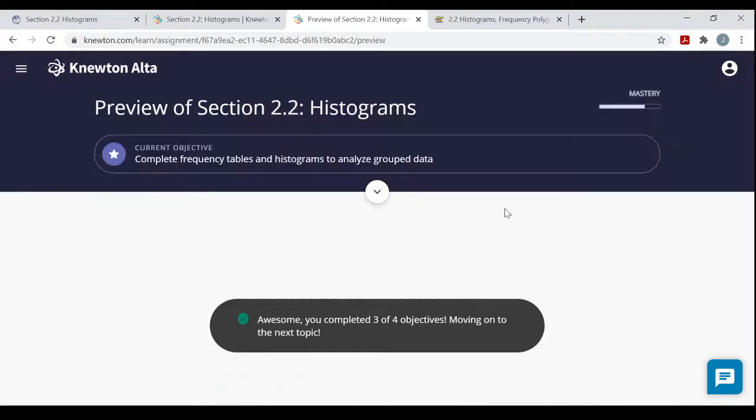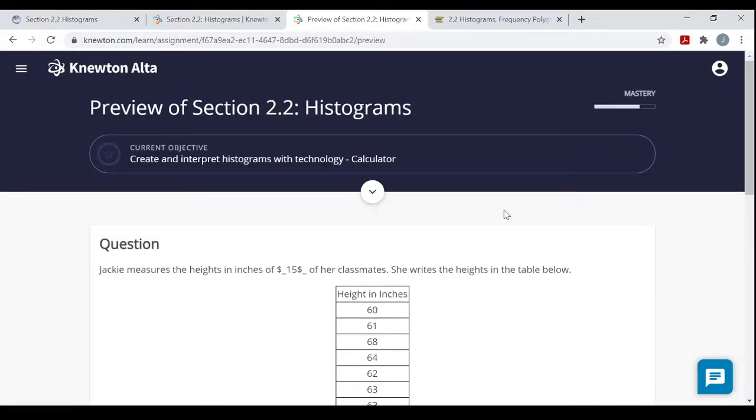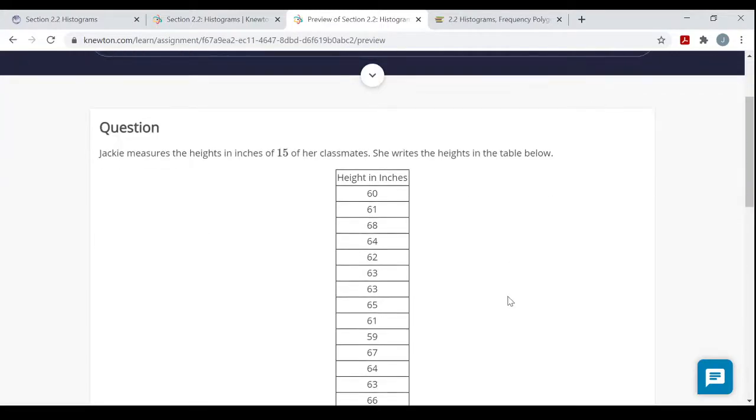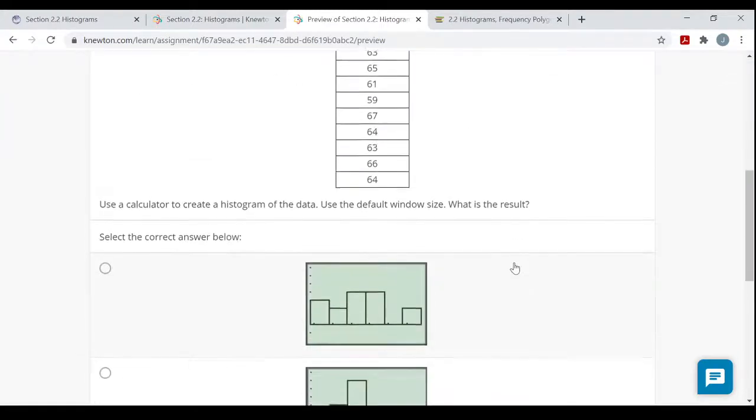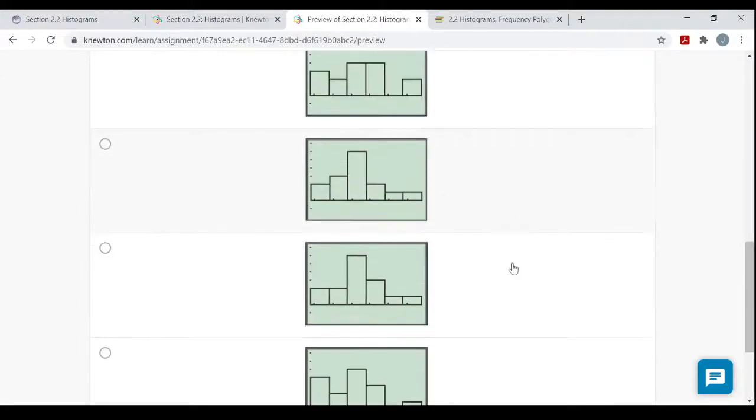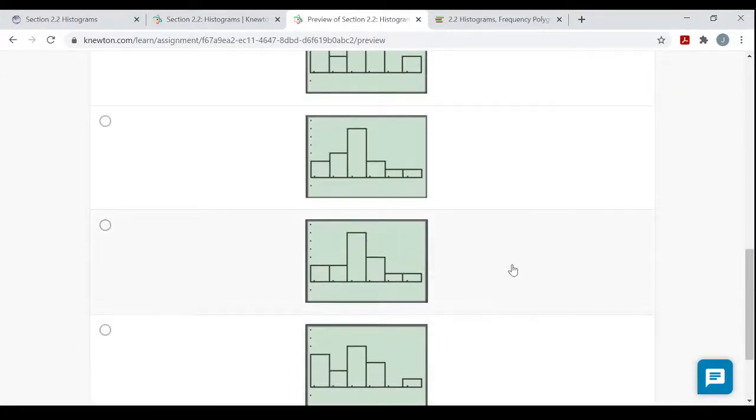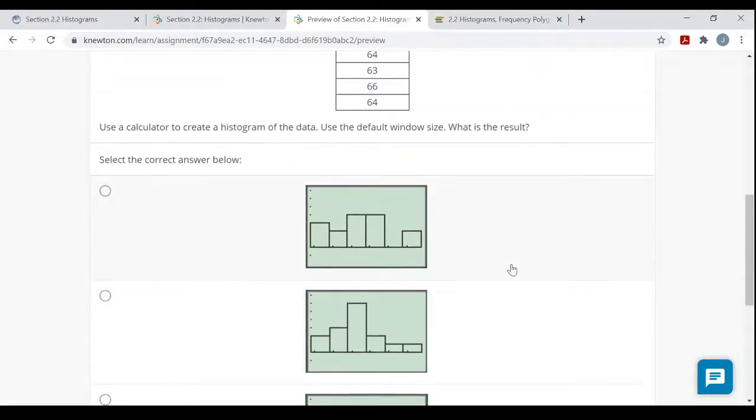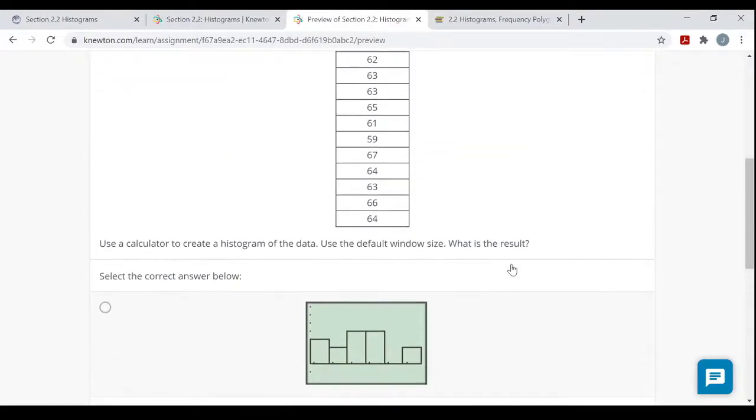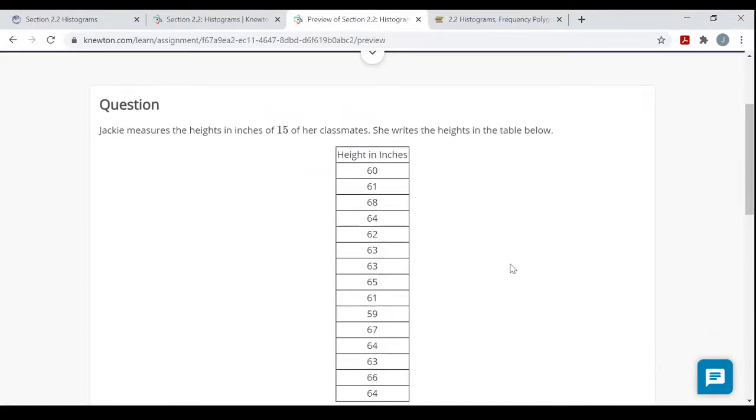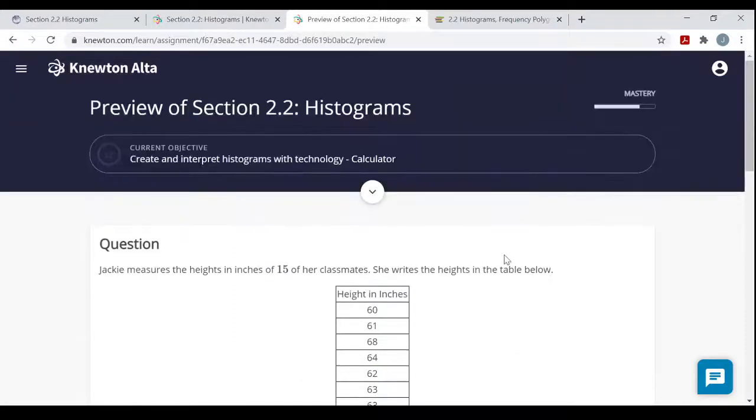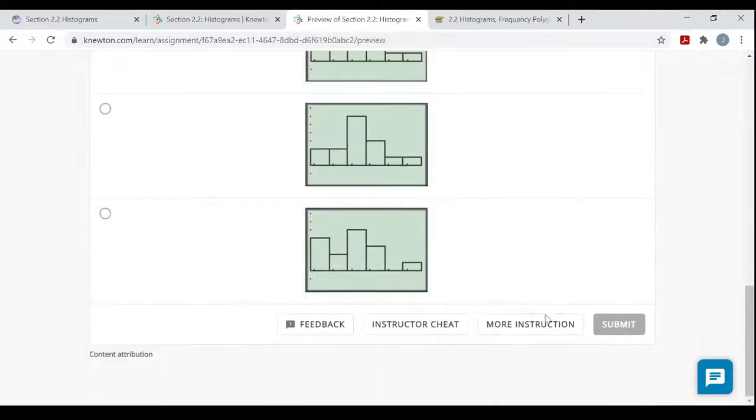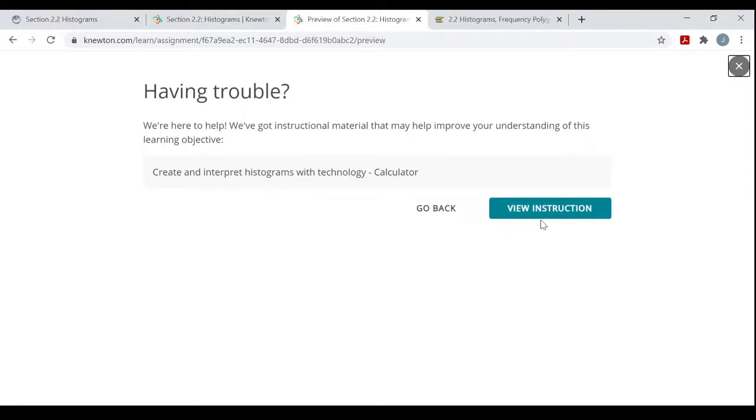All right, so then the last objective is making it on the calculator, which I already showed you one. So I'm going to show you one more. Now, as before, you could probably draw it by hand and not do it on the calculator and still get this stuff. But I would recommend doing the calculator. Now, it is a new objective, so let's click on the more instruction, have them show you how to make it on your calculator.